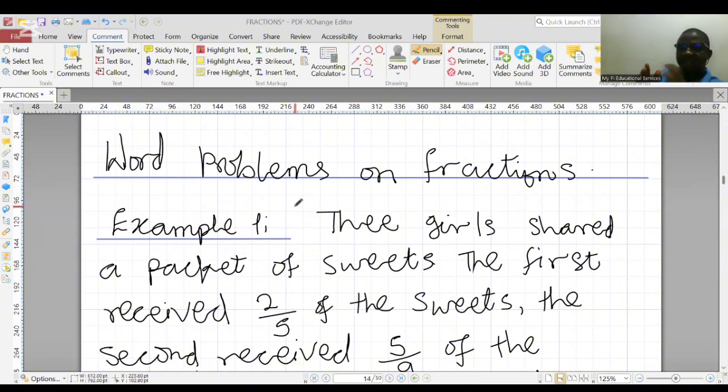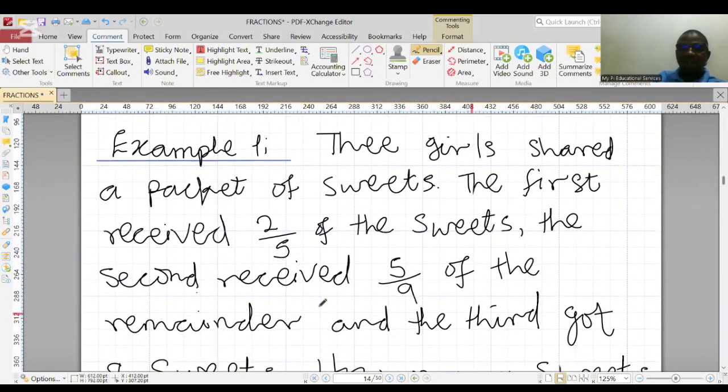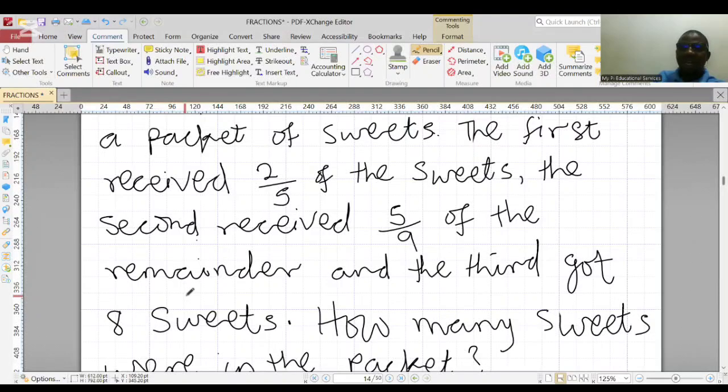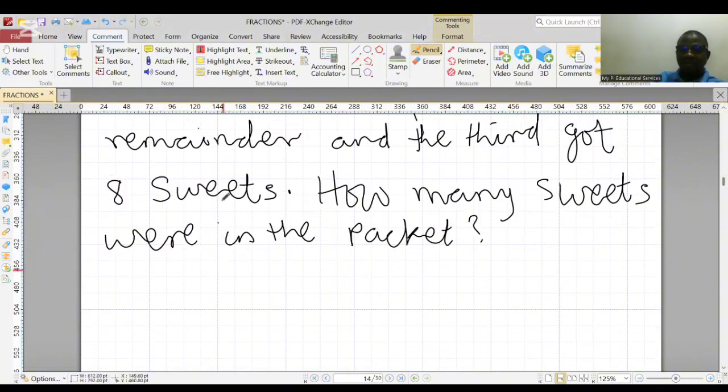Now, example 1 says, 3 girls shared a packet of sweets. The first received 2 out of 5 of the sweets. The second received 5 out of 9 of the remainder, and the third got 8 sweets. How many sweets were in the packet? Now we're going to analyze the question together. Solution.